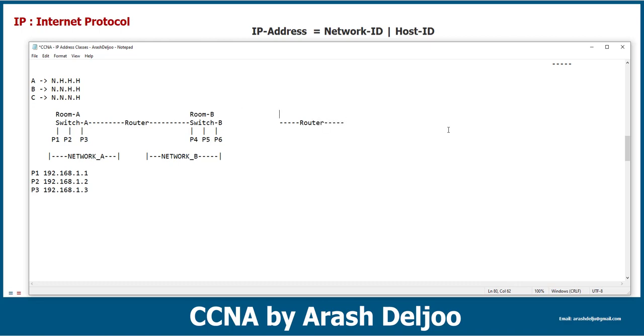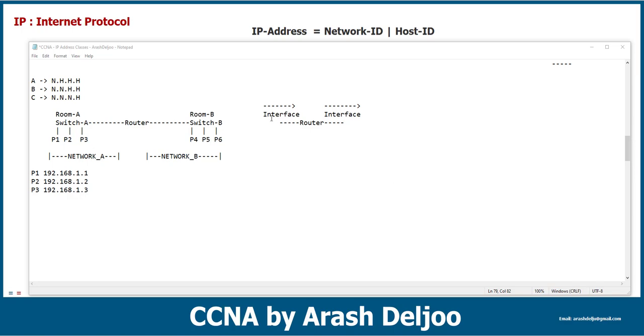The router has 2 interfaces in this scenario: interface or port. You can say interface or port. One interface is residing in one network and another interface is residing in another network. The router can take the packets, the information from these networks, and forward the information to the other networks. With one interface, the router can take the information from one network, and with another interface, the router can forward the information to the other network.